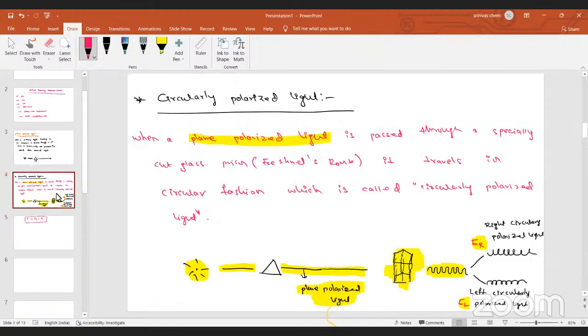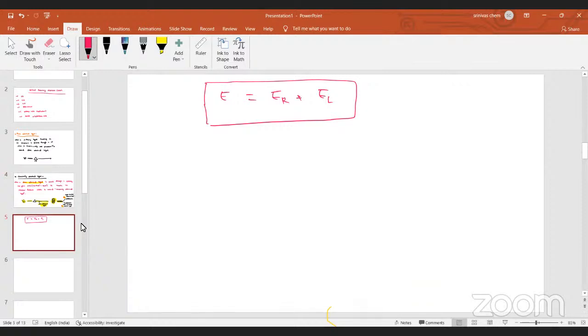Take a screenshot. Is it clear? Circularly polarized light. So E equal to what? ER plus EL. So see.